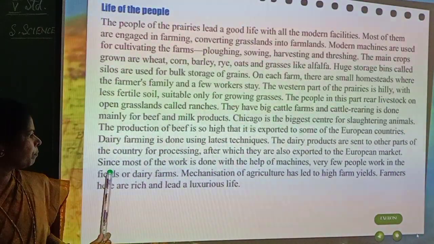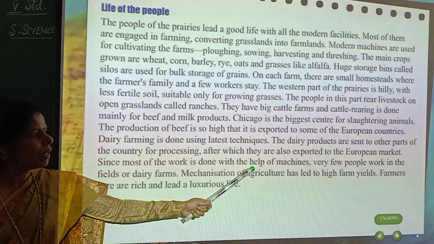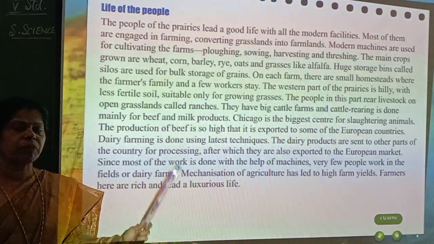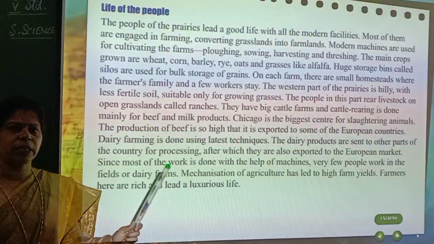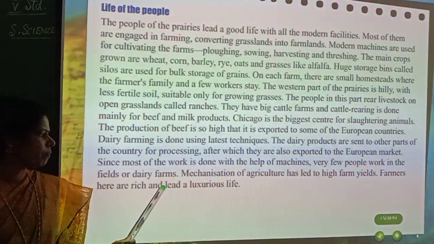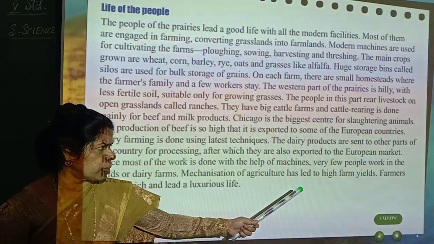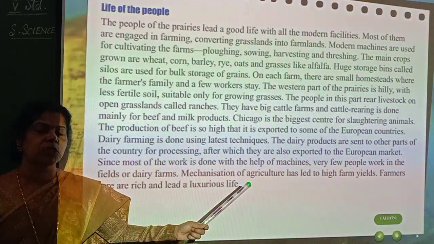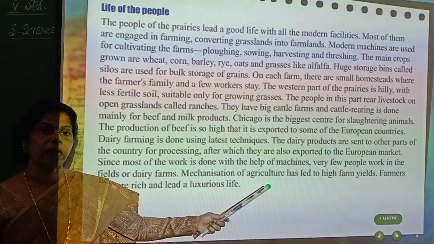European market. Since most of the work is done with the help of machines, very few people work in the fields or dairy farms. Manually, that means physically, people work less, machines work more. Mechanization of agriculture has led to high farm yields. Mechanization means even in agriculture they have used modern techniques. Because of modern techniques, what happens? You get high farm yields.